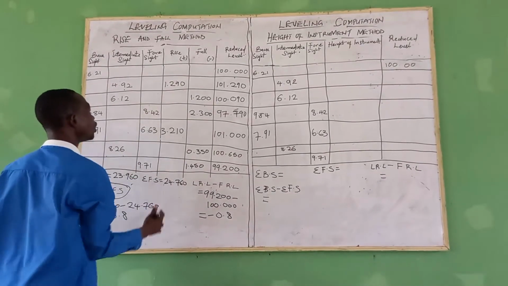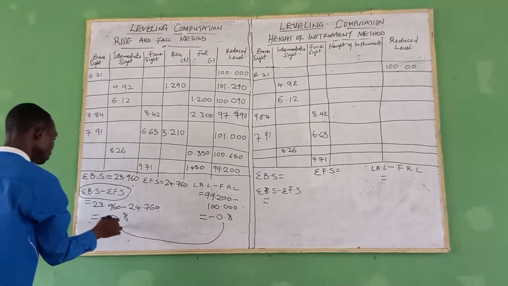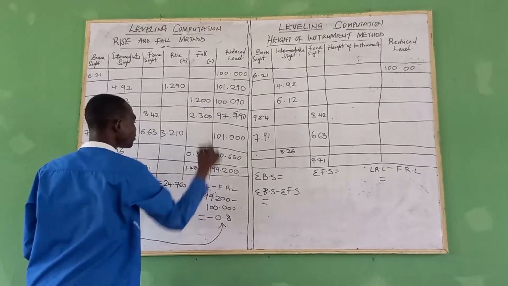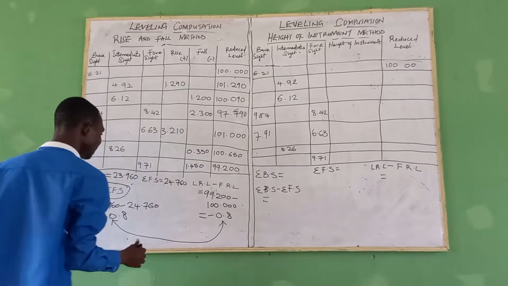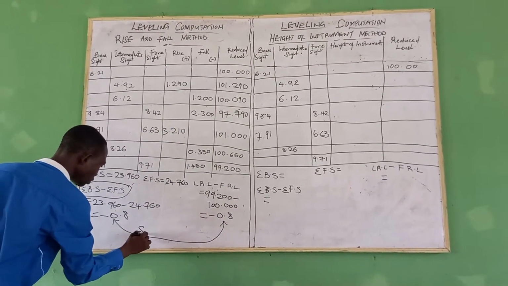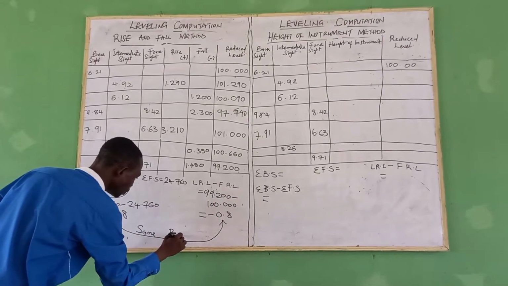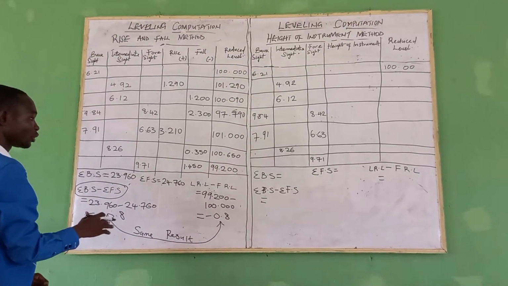Now, after doing your computation, you have to obtain the same results. That is, you have to have the same answer after you deduce from the reduced level and from the back sides with your fore side. It must give you the same results in order for you to know that what you calculated was accurate, was correct.